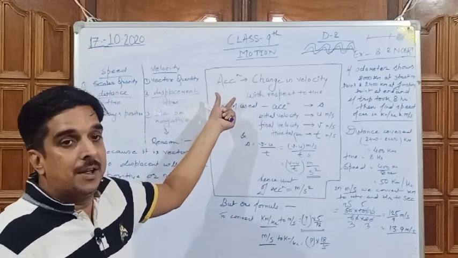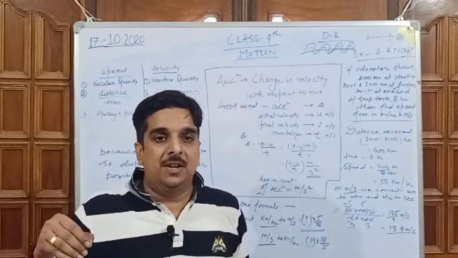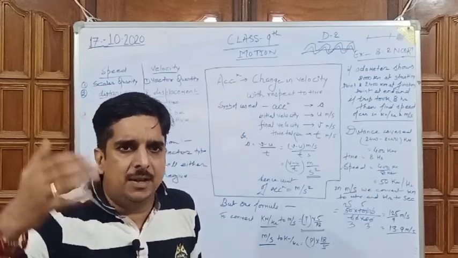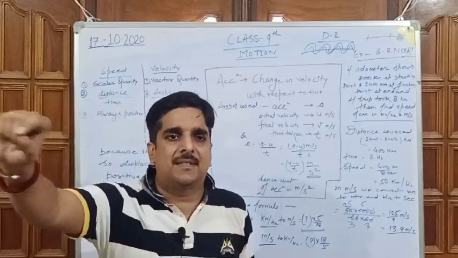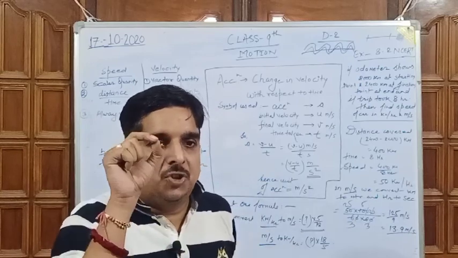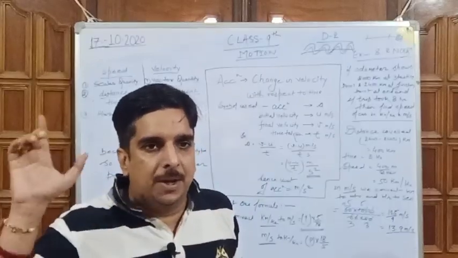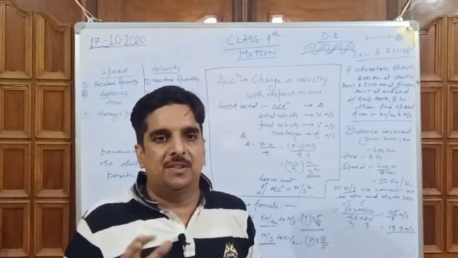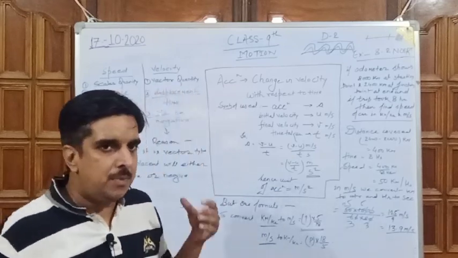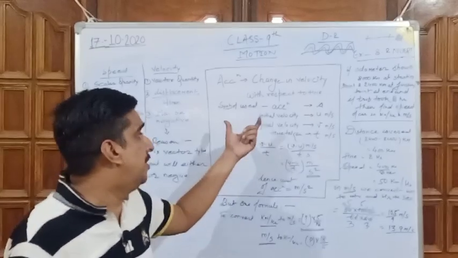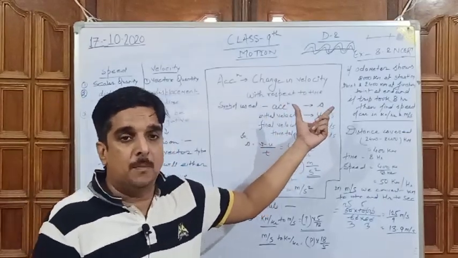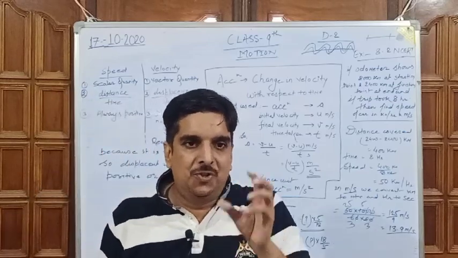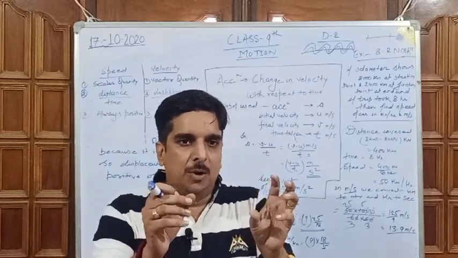So if you have to write in an examination what acceleration is, in a very easy manner we can write a single line: the change in velocity with respect to time is known as acceleration. Here the symbol of acceleration is always a, a small a. Now, what I told you, change in velocity.